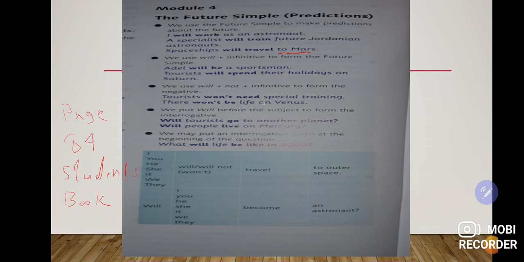This happens when I give a negative statement. We put will before the subject to form the interrogative. If we want to make a question, we start with will. Will tourists, then we give the verb, go to another planet. Will people live on Mercury?